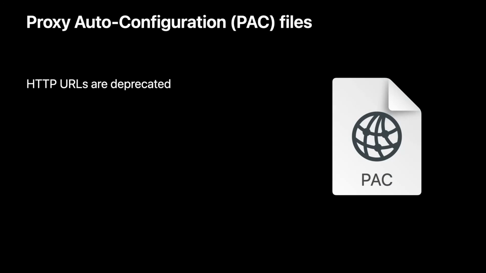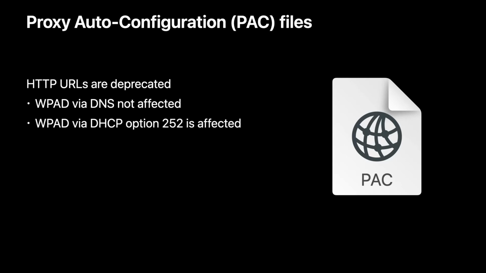If you use Proxy Auto-Configuration, or PAC files, to configure your Mac computers to use a proxy, there are important changes in macOS Monterey to be aware of. Using HTTP URLs for PAC files is deprecated. Web Proxy Auto-Discovery, or WPAD, via DNS is not affected by this change. For any other configurations of PAC files though, including WPAD via DHCP option 252, macOS Monterey may attempt to access the PAC file over HTTPS first before eventually falling back to the HTTP URL. Consult with your networking teams about these changes, as only secure URL schemes should be used for PAC files going forward.